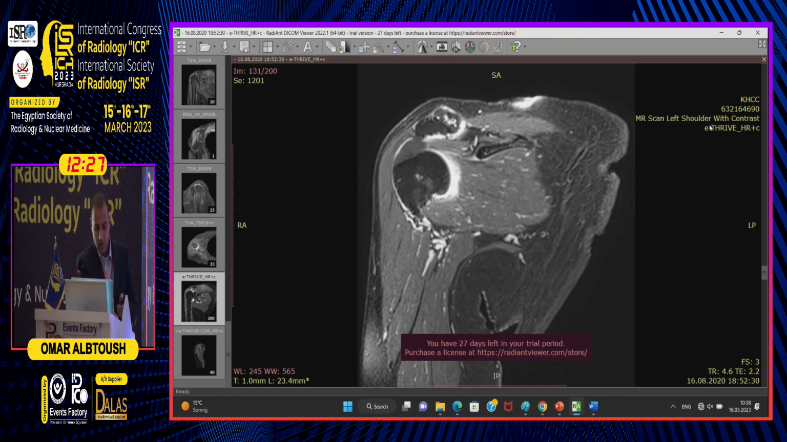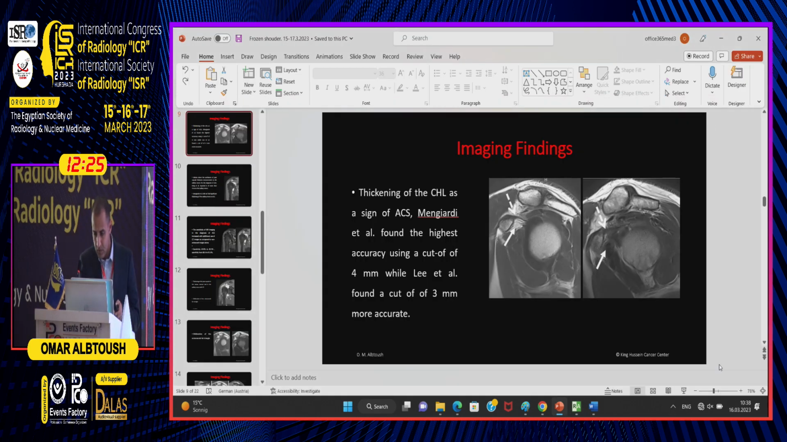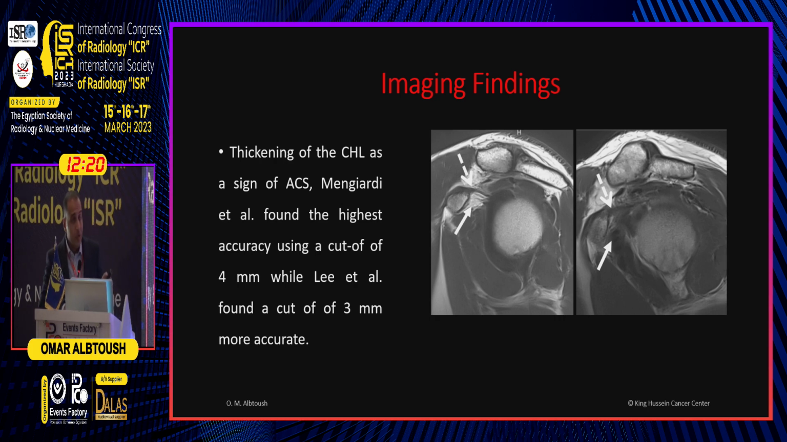Okay, I think it's the same one. So we can return back to our lecture. So here, what's the hallmark to diagnose adhesive capsulitis? In fact, there are really many signs in order to do that. For example, thickening of the coracohumeral ligament. This is the coracohumeral ligament, on sagittal, and we have here the subcoracoid fatty triangle, and here this is a thickened coracohumeral ligament.